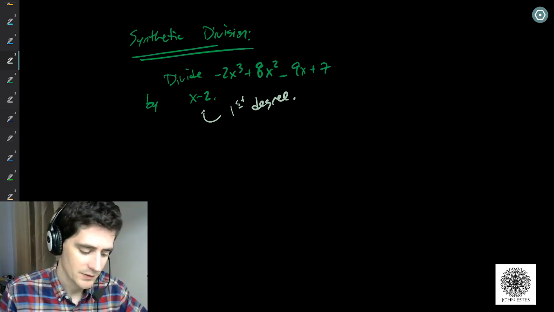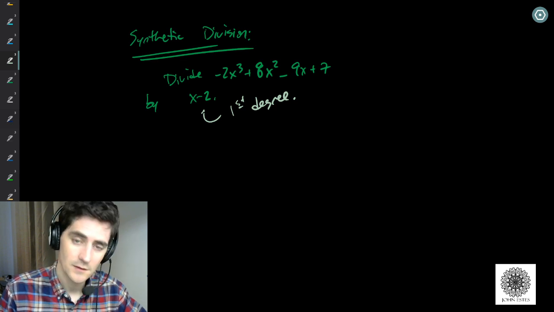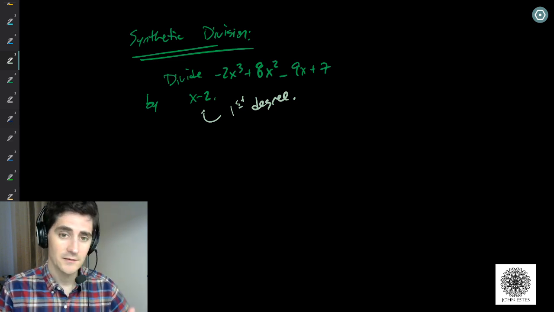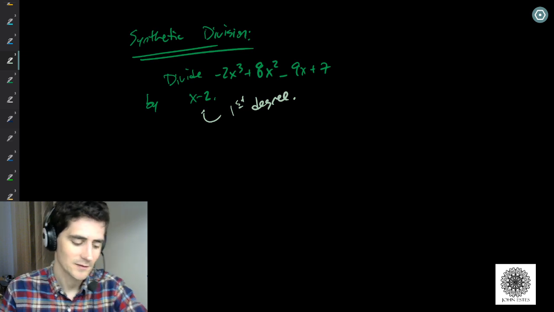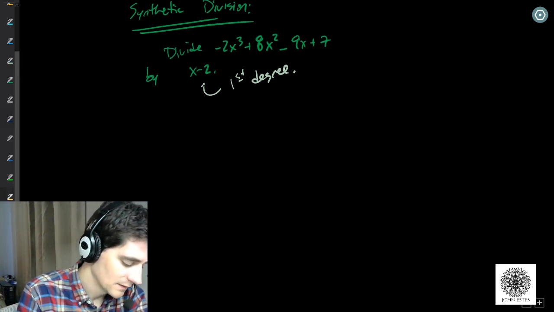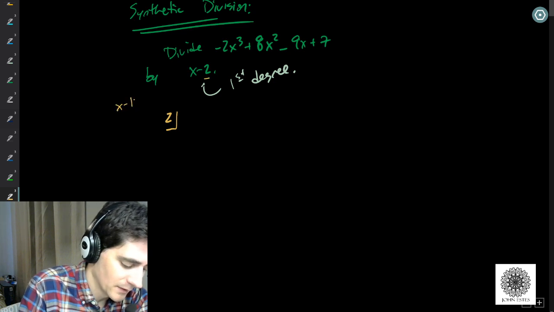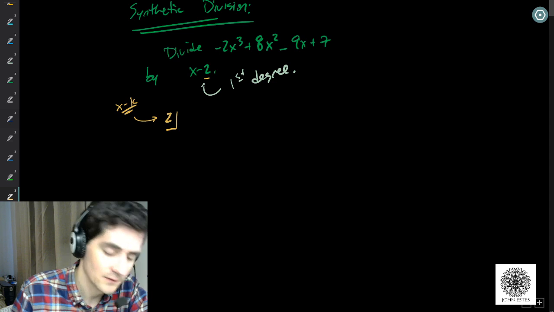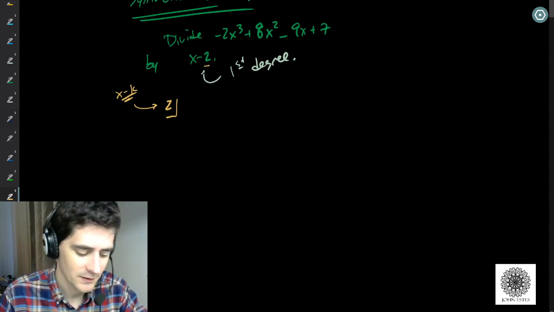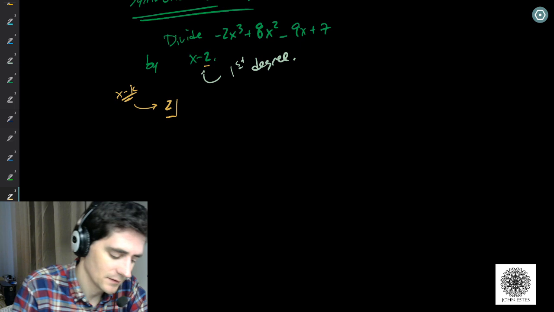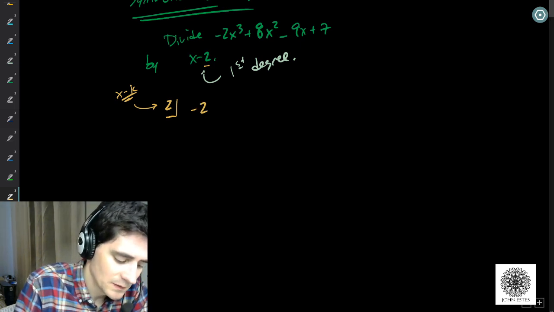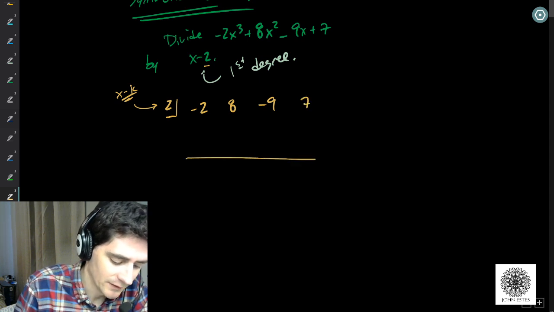Okay, and we're trying to divide negative 2x cubed plus 8x squared minus 9x plus 7 by the linear term x minus 2. Now, the way you do this in synthetic division is you write what we call our k value. Here, that'd be 2. And where do we get that? This is your k value. So here we're dividing by x minus k. So k is 2. And then across the top, I list out my coefficients. So I have negative 2x cubed, 8x squared, minus 9x, plus 7, like that.